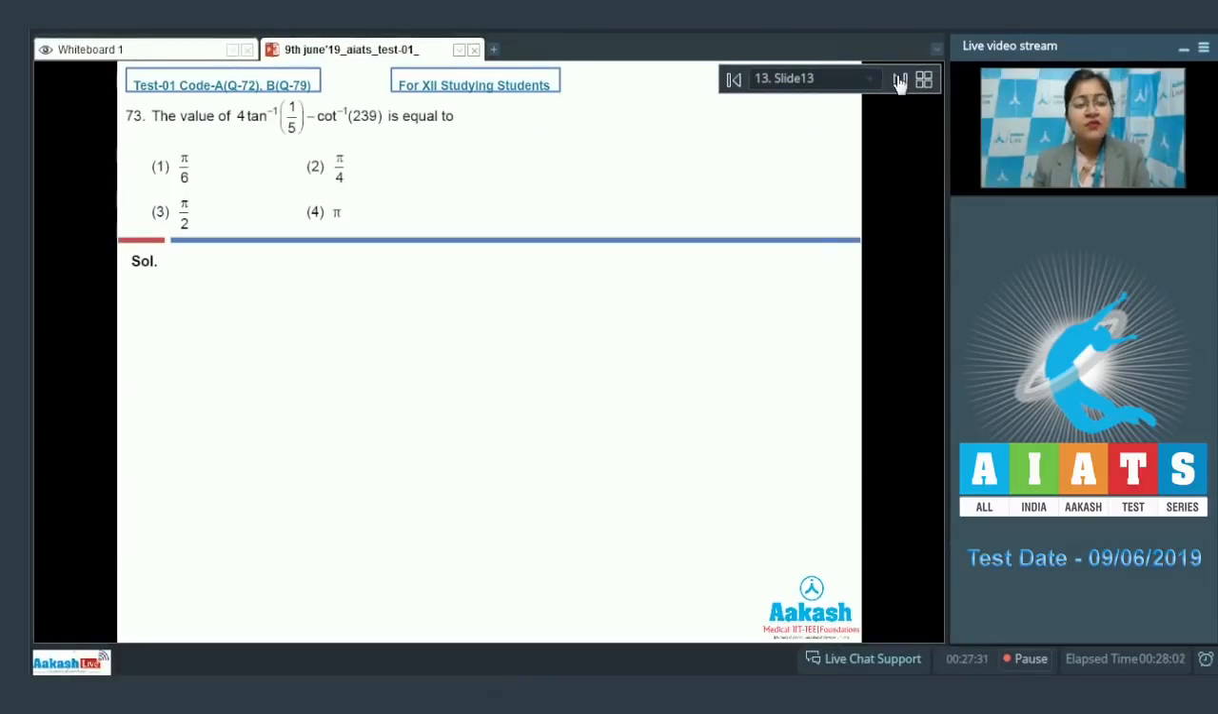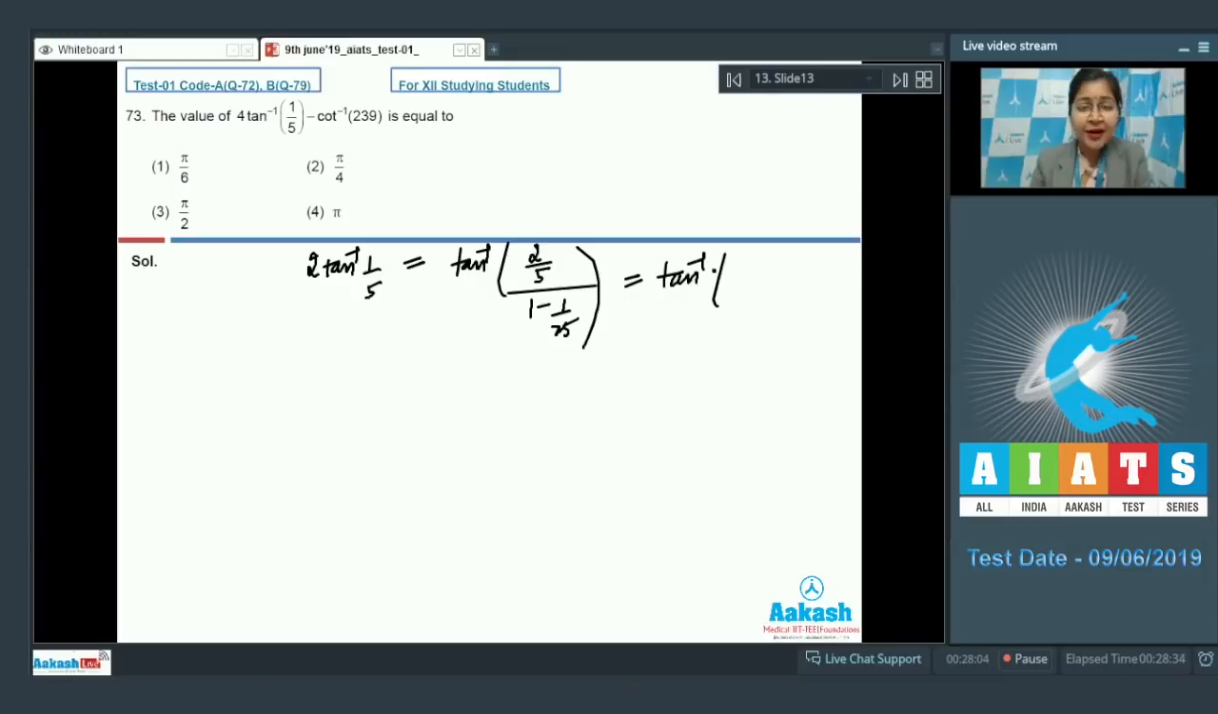Next is question number 73, which says that the value of 4 times tan inverse 1 by 5 minus cot inverse 239 is equal to. Firstly, let's find the value of 2 times tan inverse 1 by 5. We know the formula of tan inverse a plus tan inverse b, that will be equal to tan inverse of a plus b upon 1 minus ab. So this will be equal to tan inverse 2 by 5 divided by 1 minus 1 by 25. Multiplying by 25 in the numerator and denominator, we will get 10 upon 24, that is equal to tan inverse 5 upon 12.